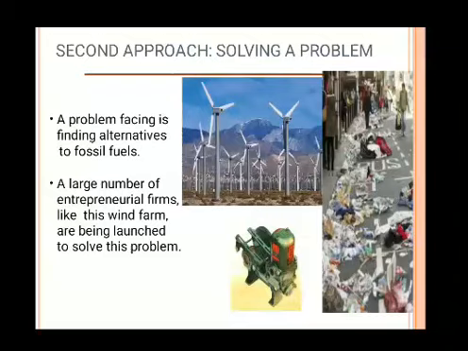When it means the solar power, they are going to store it in the batteries. Normally in India we have sunny conditions most of the time, so it will give the power. A large number of entrepreneurial firms, like this wind power, are being launched to solve the problems of them.